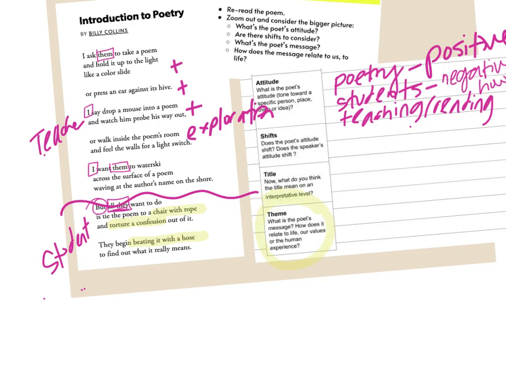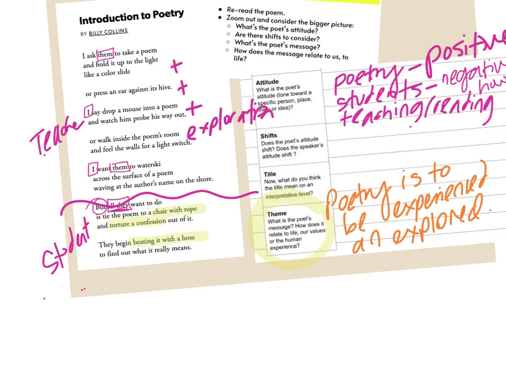So what does that mean for the theme? What's the poet's essential message? If I'm thinking about it, I'm going to say that, according to Billy Collins, poetry is something to be explored and experienced. Poetry is something to shine light into our lives. So that's what I believe Billy Collins is trying to communicate with this poem.